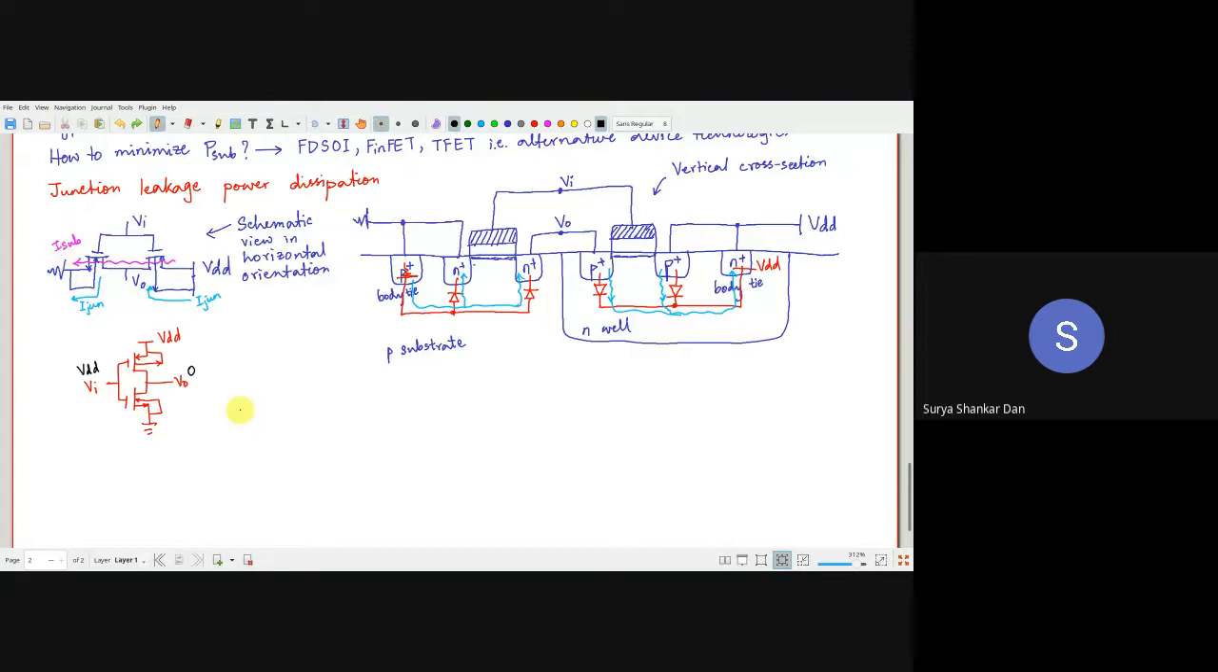Now, what are the various junctions over here? Notice that here is a junction. Okay, so it's better to represent it here. That will be a better way.